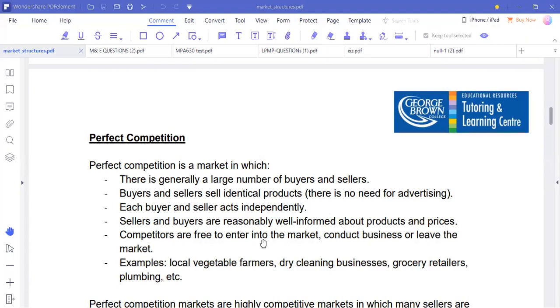So we also gave examples of vegetable farmers, dry cleaning companies, groceries. All these fall under a perfectly competitive market.